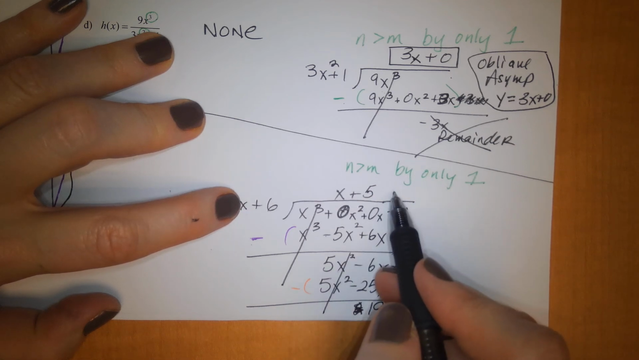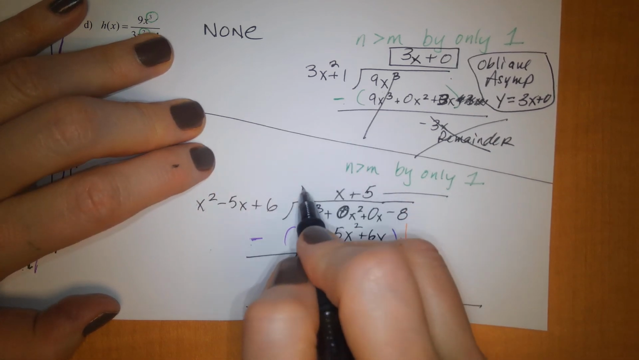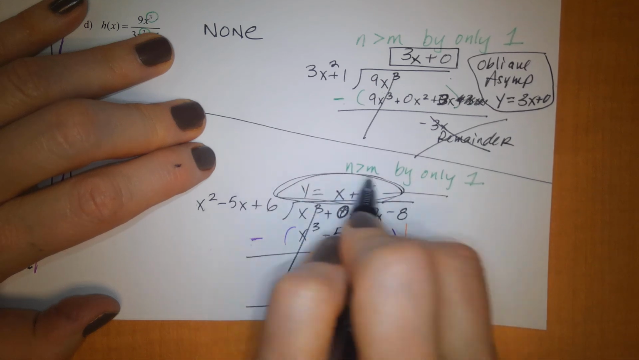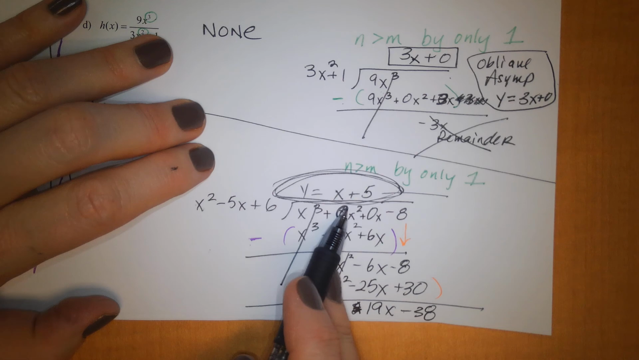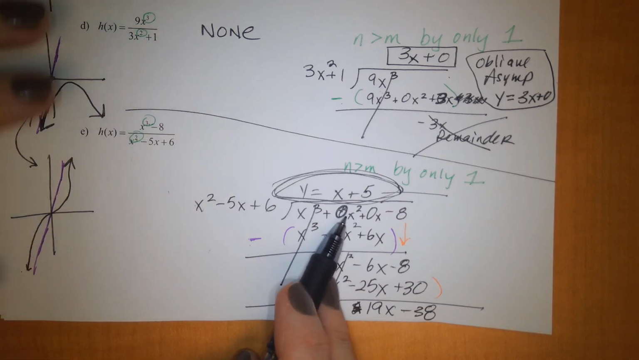But nothing else is going to go into that. I don't care about the remainder. All I care about is this quotient, and this will be the oblique asymptote. So y equals x plus 5.